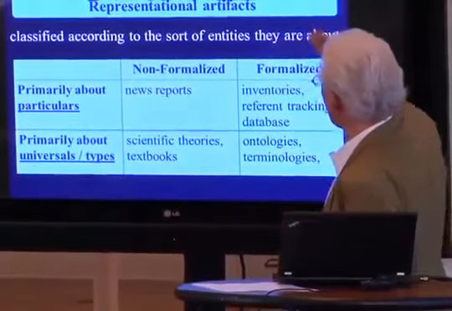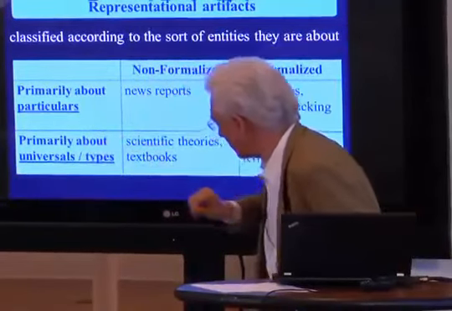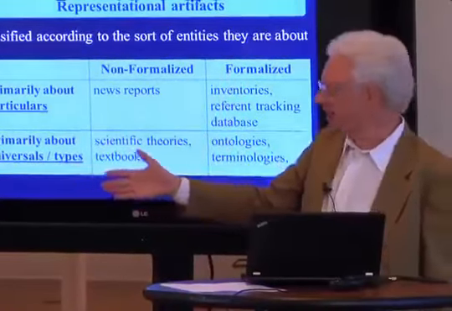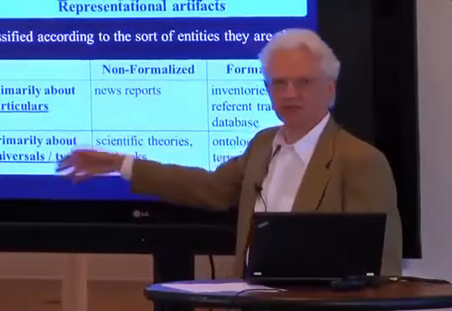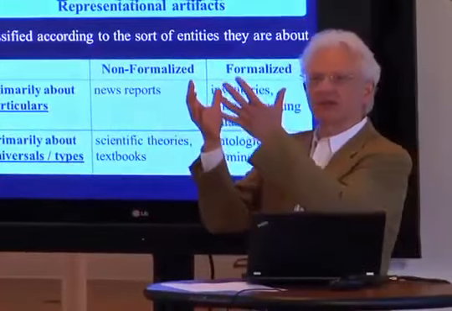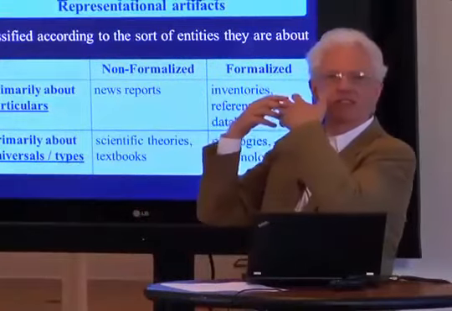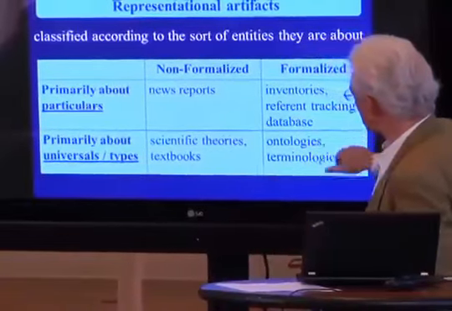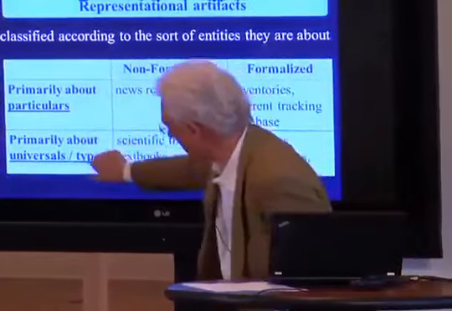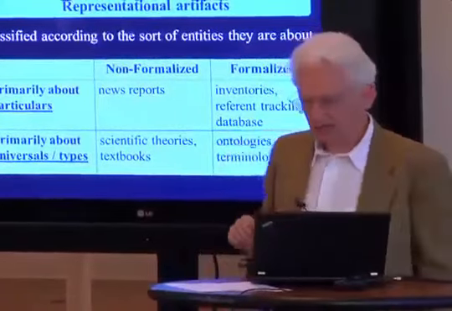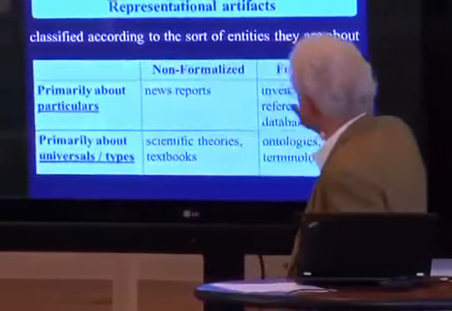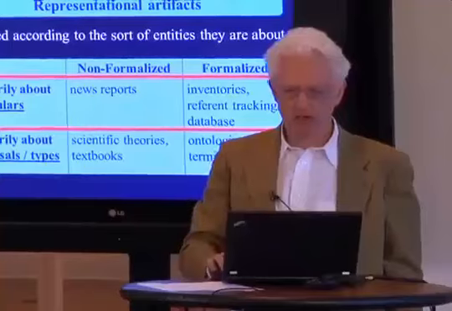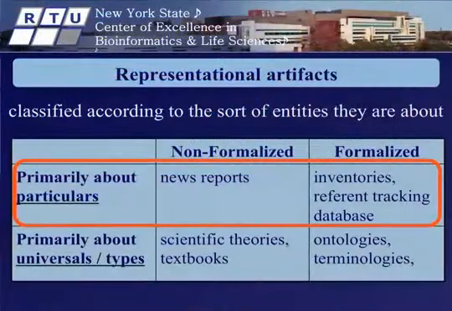And then we have representational artifacts which are primarily about universals, and scientific theories, scientific textbooks, scientific journal articles are primarily about types. When you do science, you're not interested in conveying information about any particular instance. You're interested in conveying information about all instances of a particular type. And then ontologies and terminologies are, again, primarily about universals or types. And these would be non-formalized and these would be formalized, broadly speaking. So now we're going to be interested in these things.